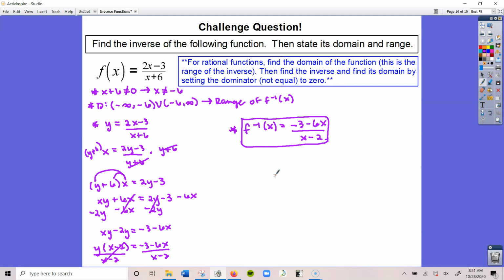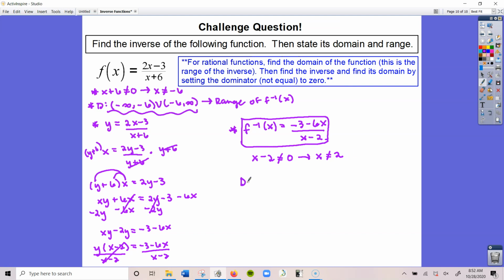Now to find its domain and range. As I noted here in blue, for rational functions, we're going to find the domain of the function, which is the range of the inverse. I already did that. Then find the inverse and find its domain by setting the denominator not equal to 0. So again, this is another rational function. So to find the domain of my inverse, I take that denominator, x minus 2 cannot equal 0. So x cannot equal 2.